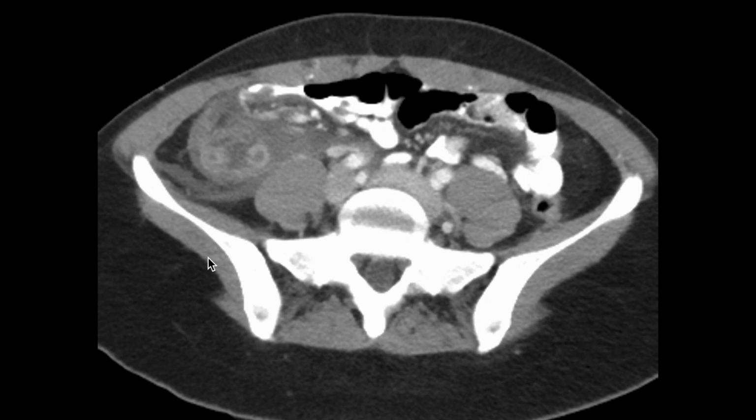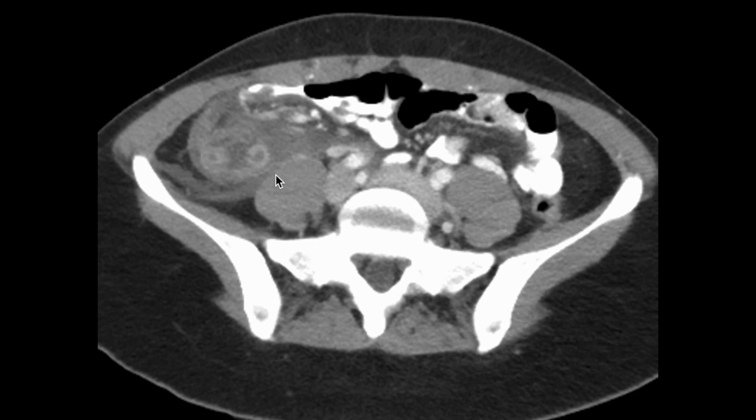Okay, so here we have a contrast-enhanced CT of the abdomen pelvis, and this slice in particular is looking at the pelvis. If we look in the right lower quadrant, we see a thickened appendix measuring about 1.2 centimeters. Around the appendix, we see all this hazy inflammatory periappendiceal fat stranding as well as periappendiceal fluid.